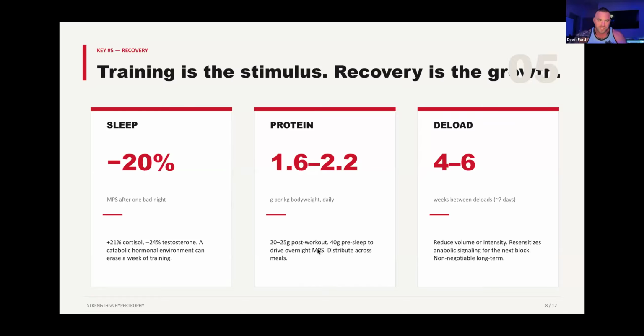Because if you worked out and then you go 8 hours without getting protein in, your body can't recover the muscle the way that it wants to.